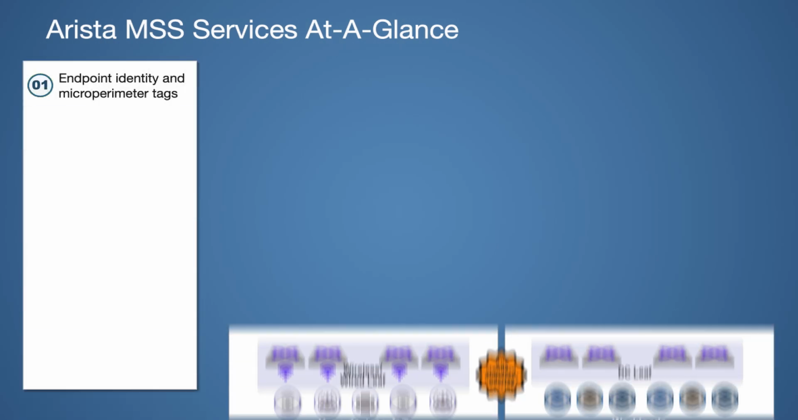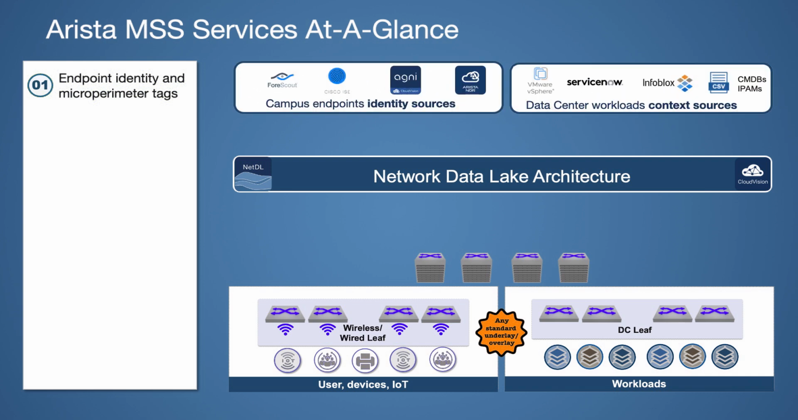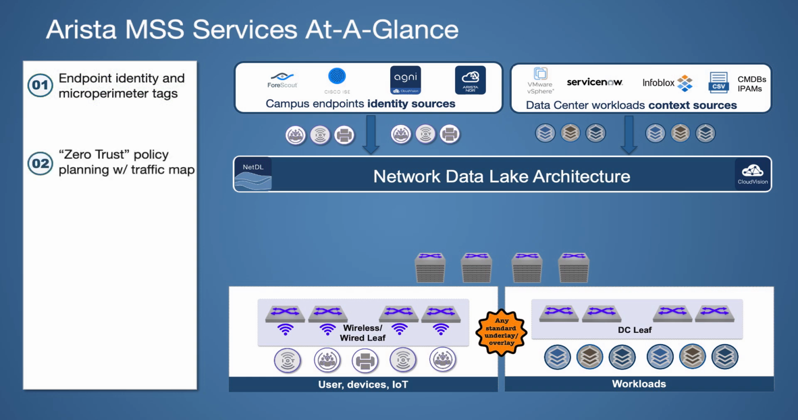Number one, the ability to import microperimeter information built around the identity of the endpoint from multiple sources, both in campus and data centers. As you can see in the slide here, CloudVision and the network data lake of CloudVision can ingest endpoint identity from multiple NAC systems in campus or multiple databases for the data center, whether it's a VMware vSphere or ServiceNow.